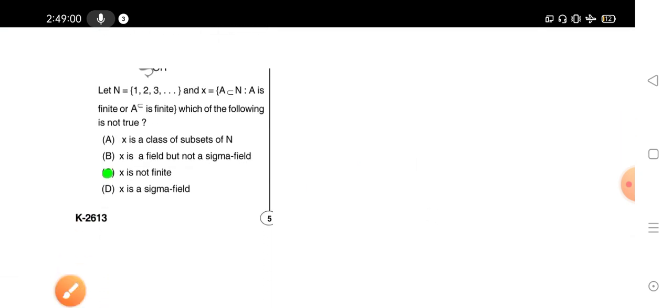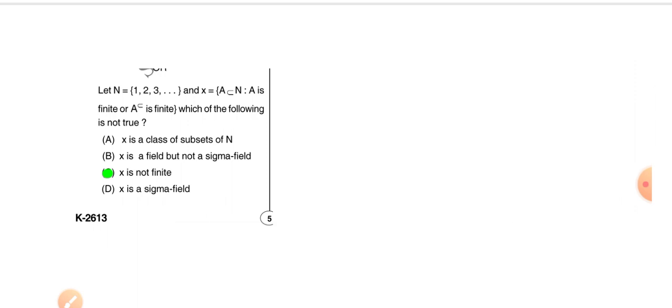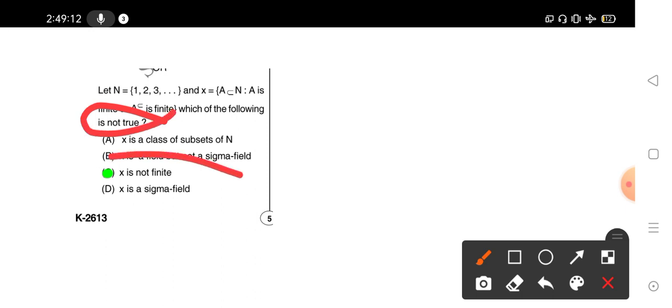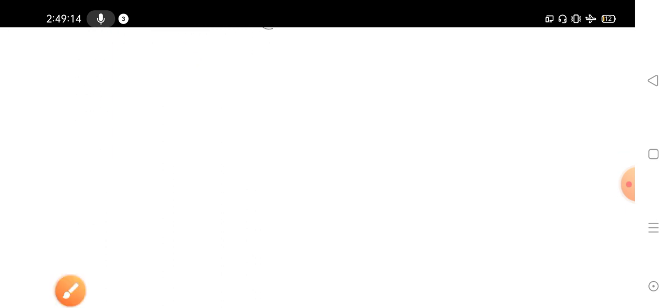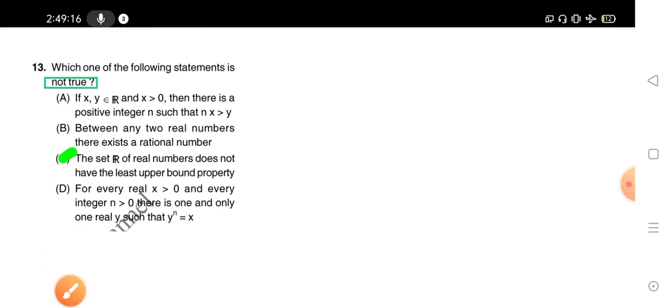Next question. Let N be the set of naturals and X equal to a subset of N such that A is finite or A complement is finite. Then which one of the following is not true? Option C, X is not finite. Which one of the following statement is not true? Here asked not true.